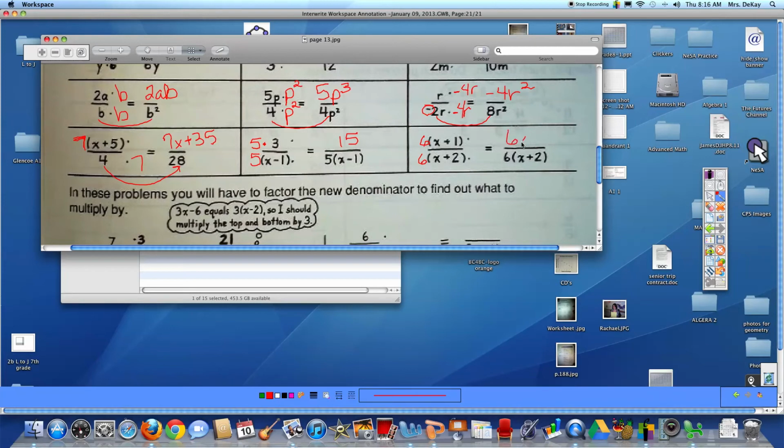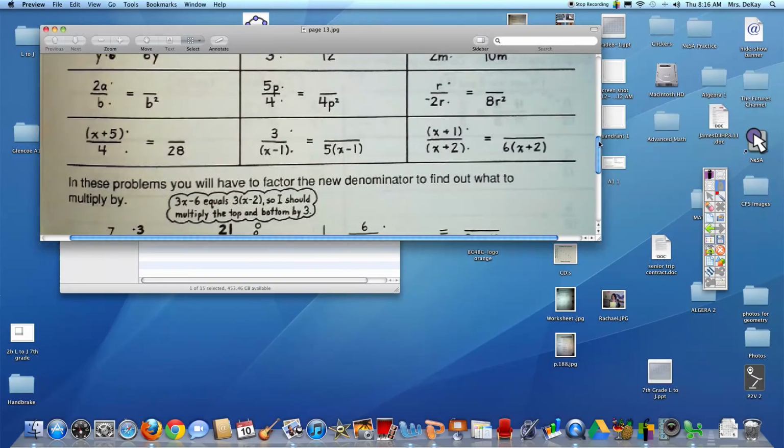6x plus 6. Any questions so far? You're doing good? Okay, because the bottom's going to get a little bit freaky. But then we're done.